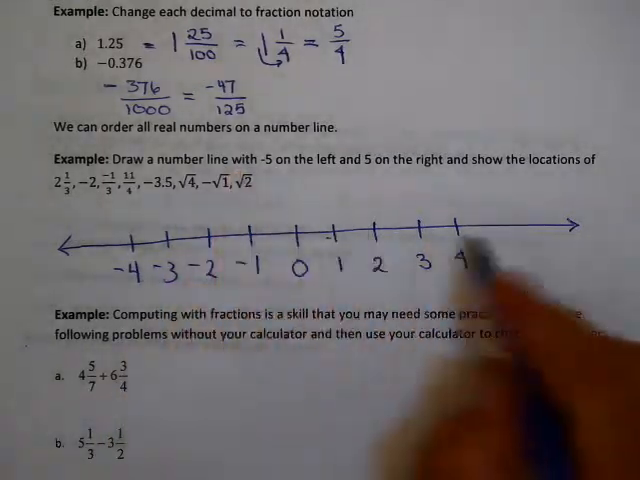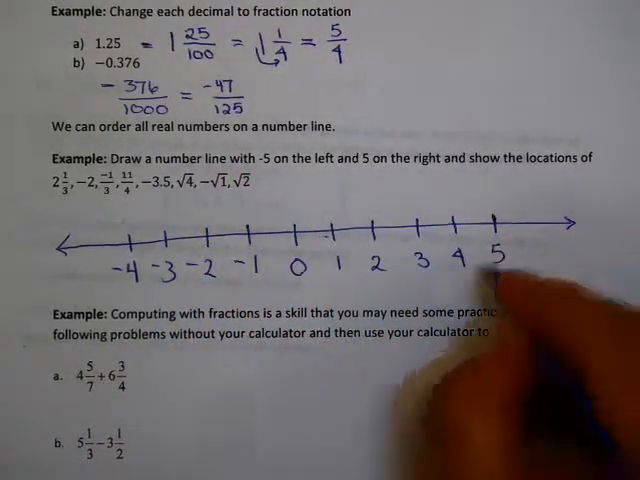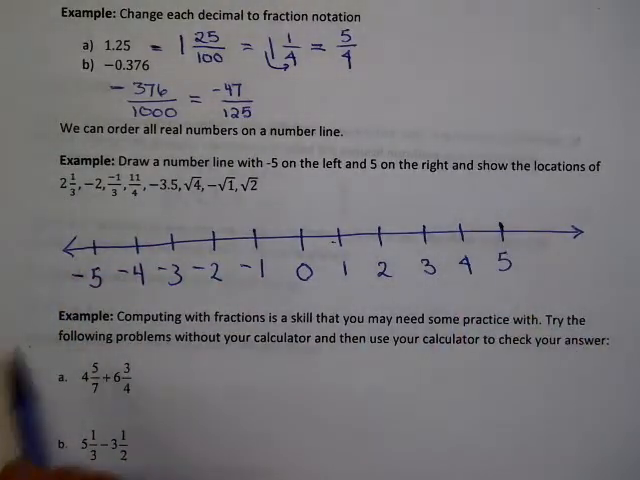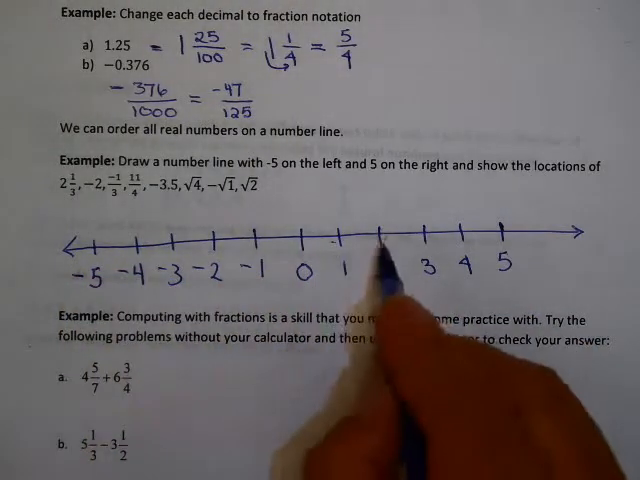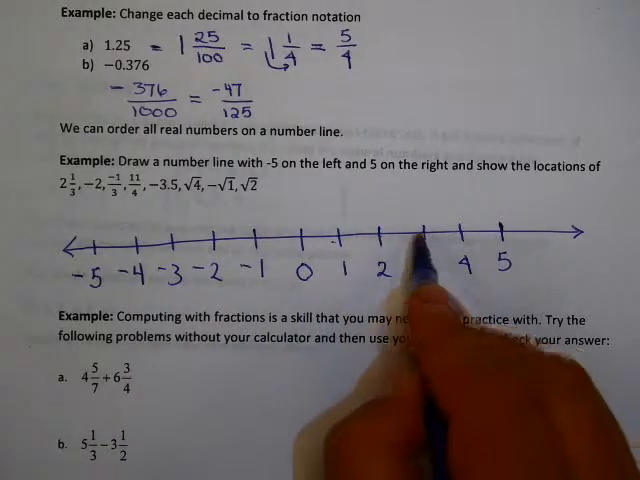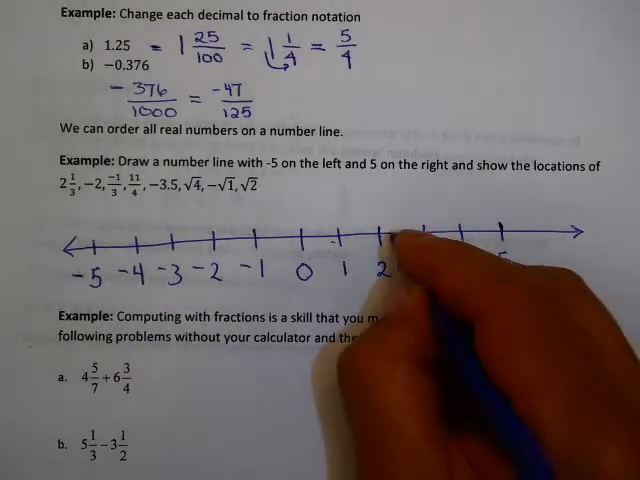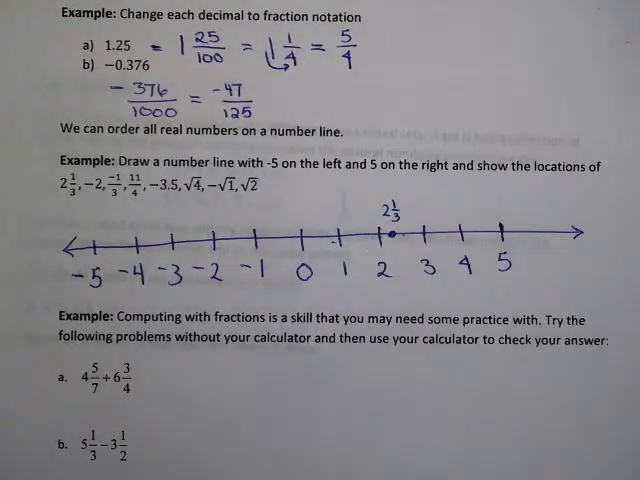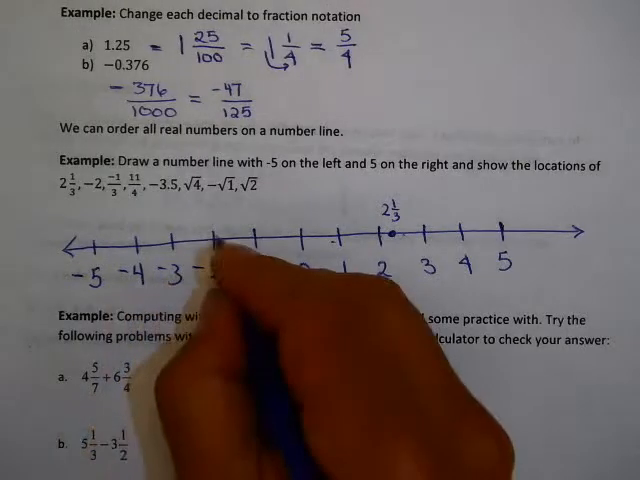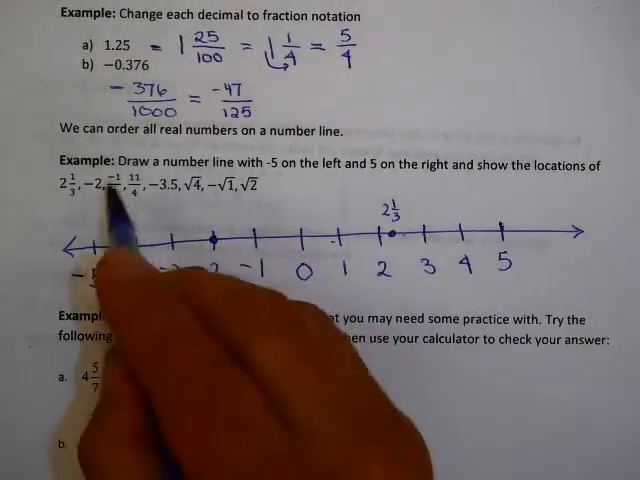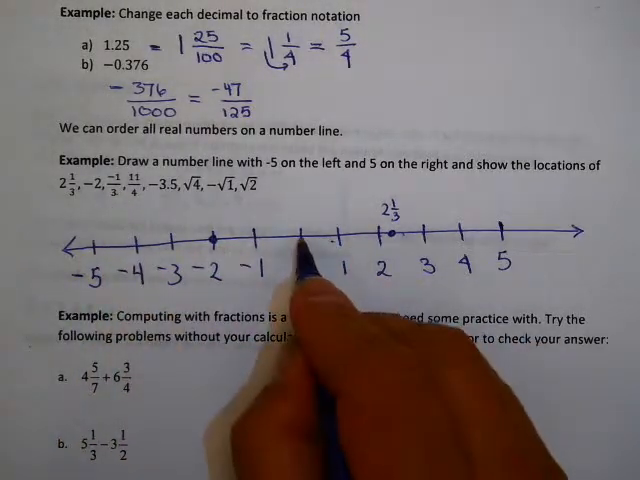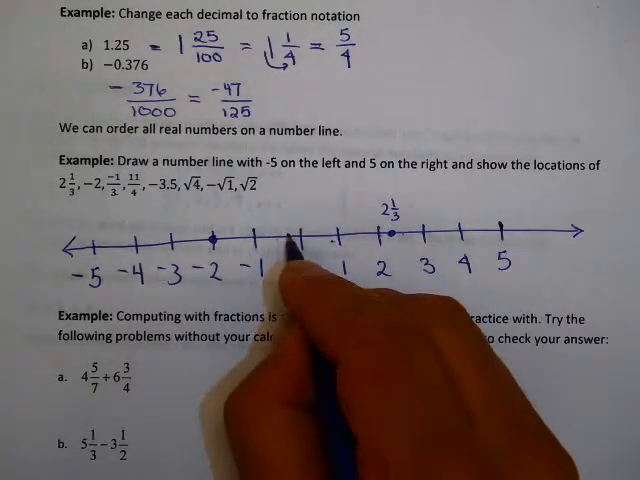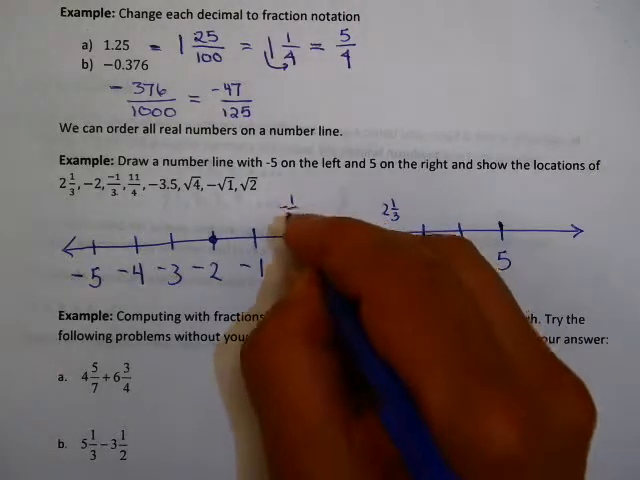So draw a number line with 5 on the right and minus 5 on the left. Okay. And show the locations of the following. 2 and a third. Well, this is 2 and this is 3. This is about halfway in between, so 2 and a third might be about right here. Okay, you kind of have to estimate a little. Minus 2 is right there. Minus 1/3, well, minus 1/3 is between 0 and negative 1, and this is halfway, so I might go about right here. This might be minus 1/3.